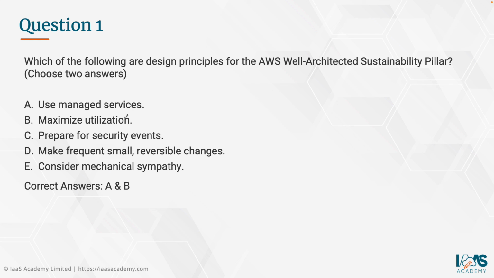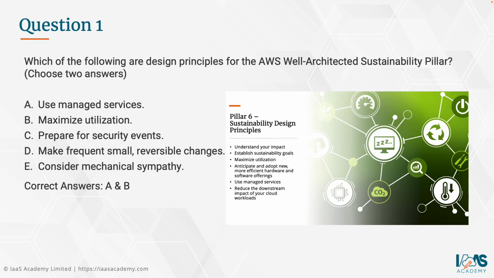Answer C is incorrect because security events, well, that's to do with the security pillar. Answer option D, make frequent small reversible changes, is also not part of the sustainability pillar. In fact, it is part of the operations pillar. And then you have answer option E, which is consider mechanical sympathy. That too is an incorrect answer. Mechanical sympathy actually is part of the performance pillar. And if we take a look at the sustainability pillar, you will see, in fact, yes, maximizing utilization is one of the answer options, as is using managed services.